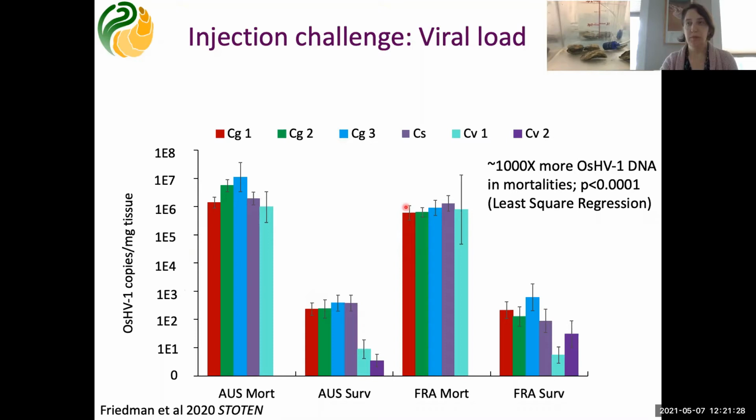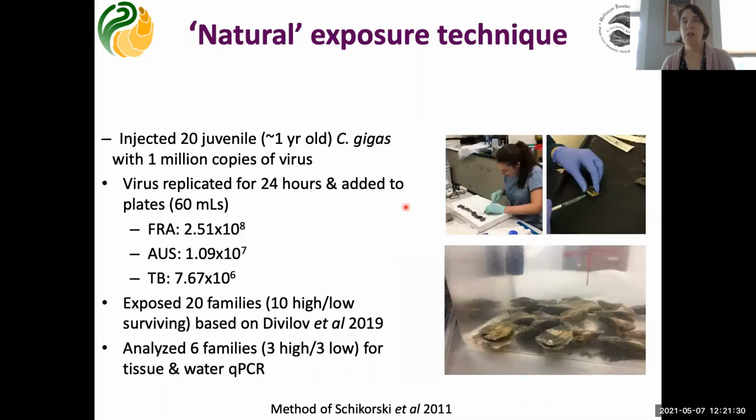So we've also used a more natural exposure technique. In the previous trial, I showed you data of oysters that were injected, so it bypasses their primary defense system. And that was because those oysters were about this big and they would be very difficult to work with in the lab and very difficult to have enough virus to work with. But there is another method that we've been using more recently. And this is, as I said, a natural exposure technique.